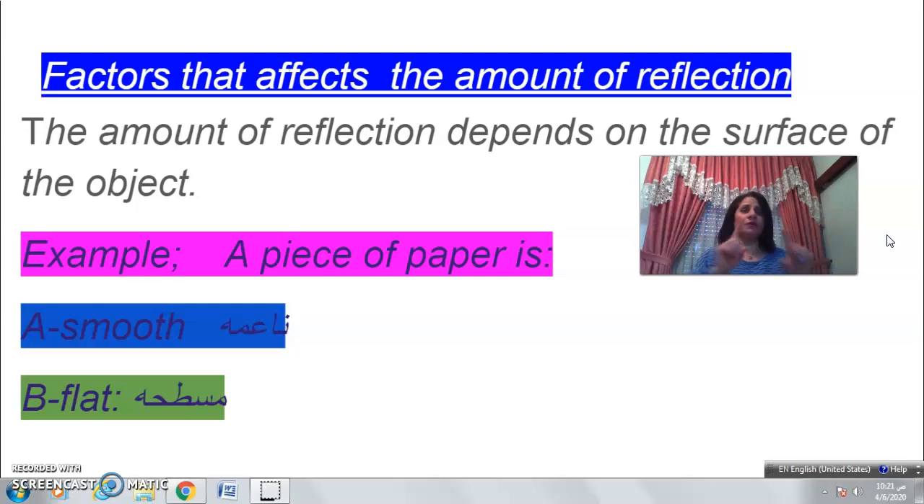A piece of A4 paper, an ordinary paper, is smooth and flat. So a piece of paper is smooth and flat. Okay?